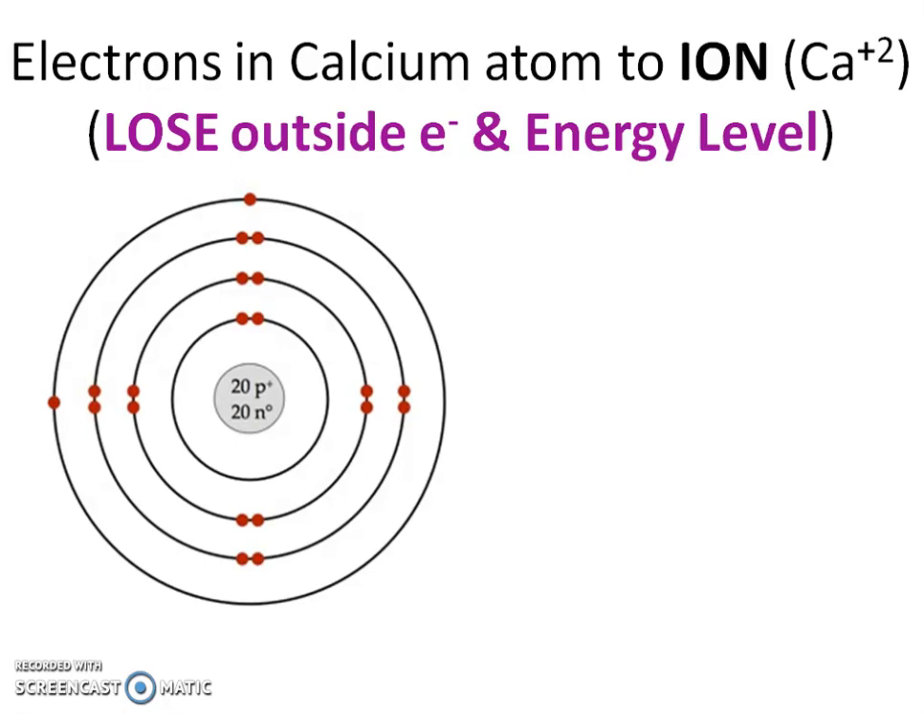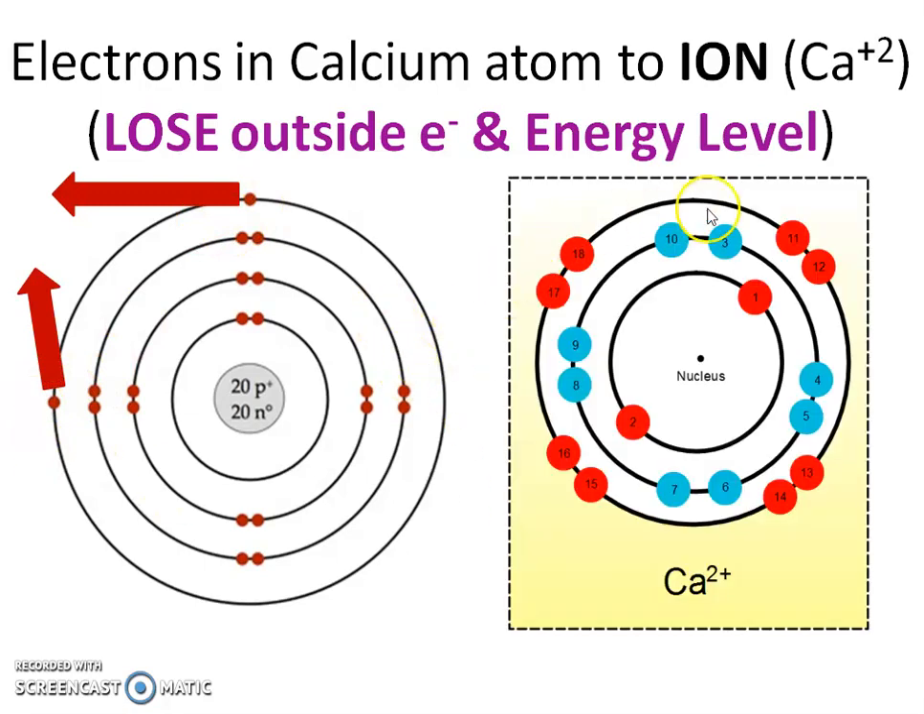So again, here's our calcium atom. And when it changes into an ion, it's going to have a +2 charge. What does that really mean? That means it's going to lose these outside valence electrons. And what happens is that whole energy level goes away. This is something we're going to see in the future, where the atom changes into an ion, and a positive ion, or cation, is going to be smaller than the atom it originally comes from.